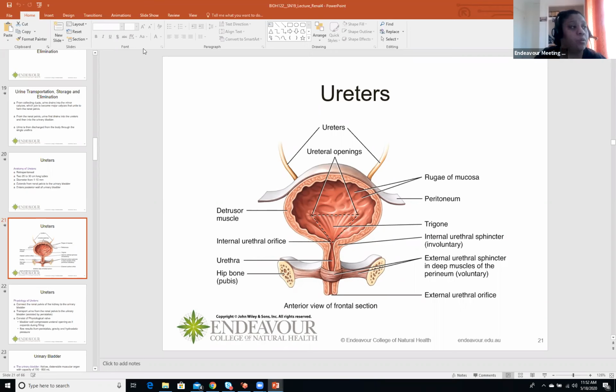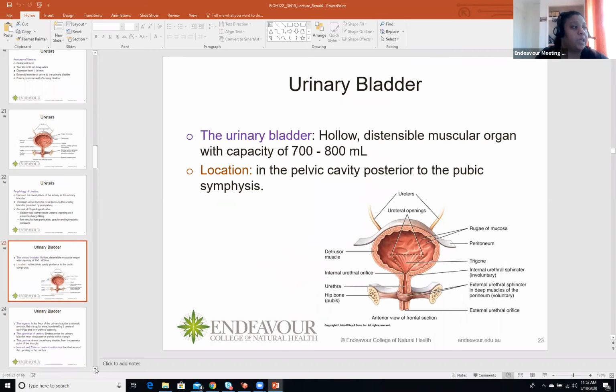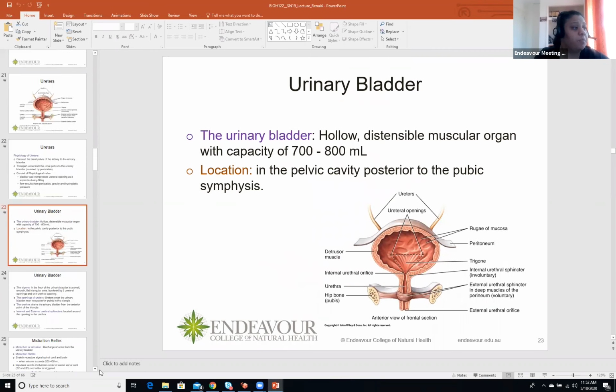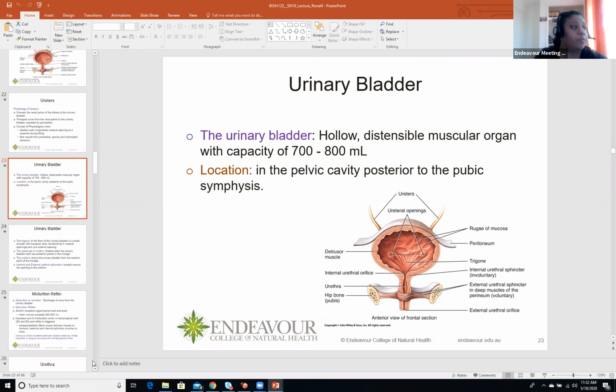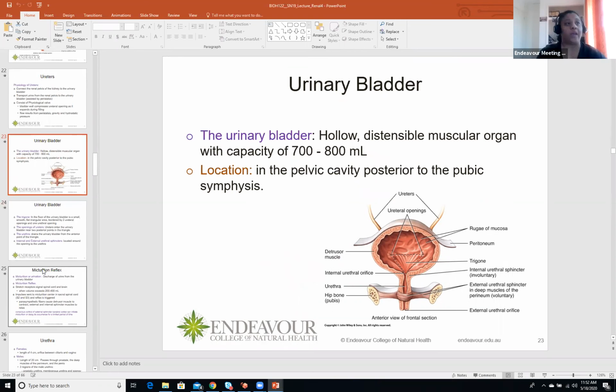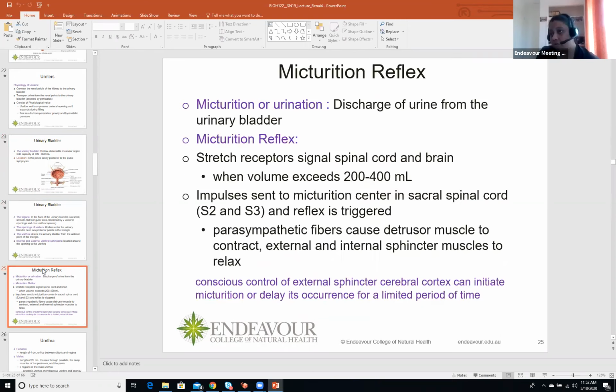Okay, so it can hold up to 3 times its normal capacity. Normal capacity is 700 to 800 milliliters, right? So we talk about the micturition reflex now. Talking about the micturition reflex, it is obviously a parasympathetic response, right?